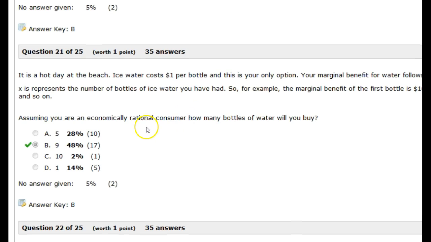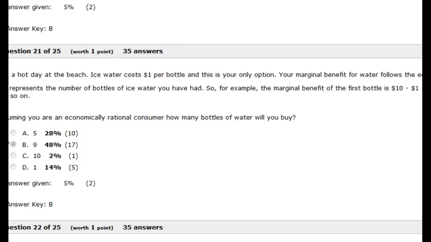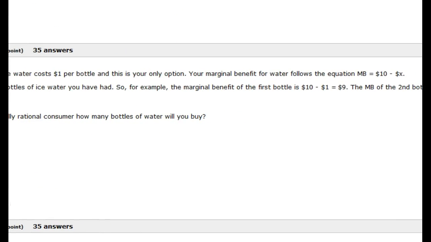Okay, so this one is a little tricky. Your marginal benefit for water is marginal benefit equals 10 minus x, where x is the number of bottles of water you drink. So we have diminishing marginal benefit here. The more water you drink, the less you care about it, the marginal benefit declines. All right, we're also told that the ice water costs $1 per bottle.